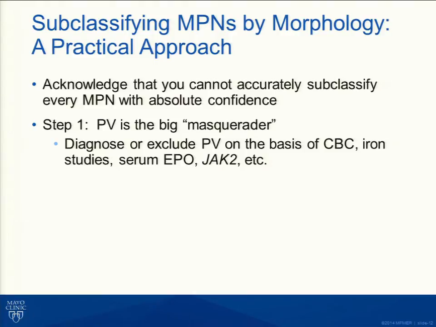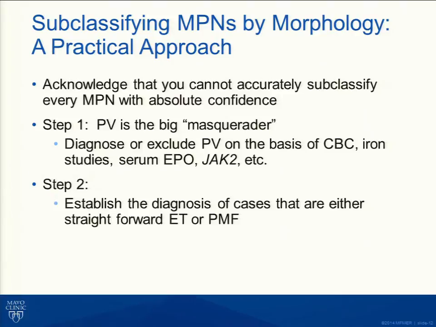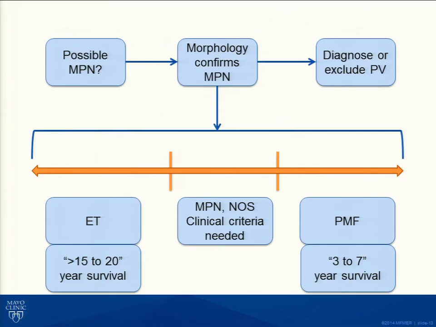Once we have ruled out a PV, the next step is to diagnose the clear-cut ET and clear-cut PMF. Anything in between with overlapping features, where we're not sure, is your MPN NOS. This is the same thing in a flowchart format: rule out PV, and if that's ruled out, diagnose ET and PMF on the two ends of the spectrum. They do have different overall survival and different clinical intervention schemes.